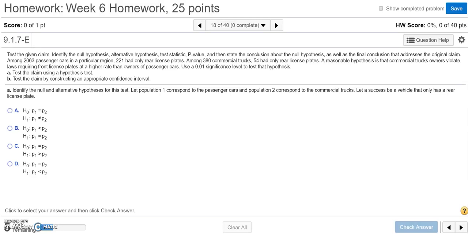So let's go ahead and walk through this problem where we're going to do not only a hypothesis test, but we're also going to relate it to its corresponding confidence interval. Let's go ahead and read this question. So the question starts here.